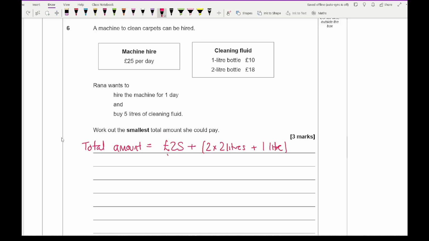So then working out the cost of that, so that's going to be 25 plus 2 times 18 plus 10, which gives me 36 plus 10. And I could have just done this straight into the calculator, in which I've got 25 plus 36 plus 10, which gives me a final total of £71.